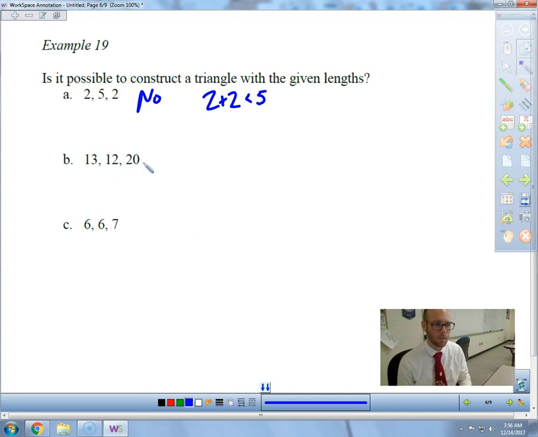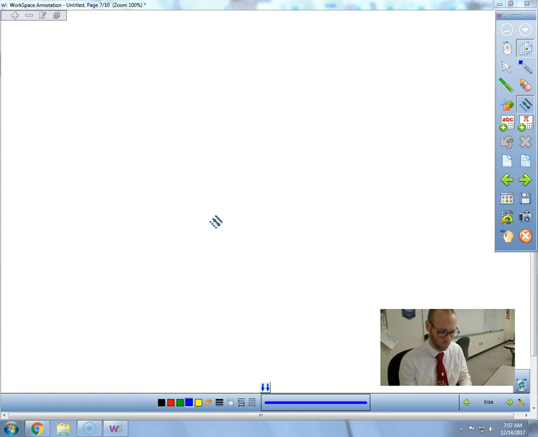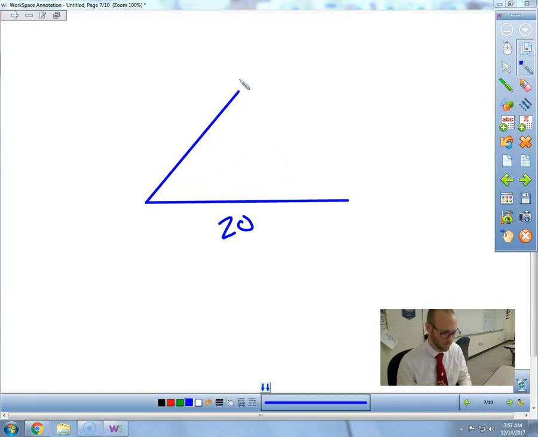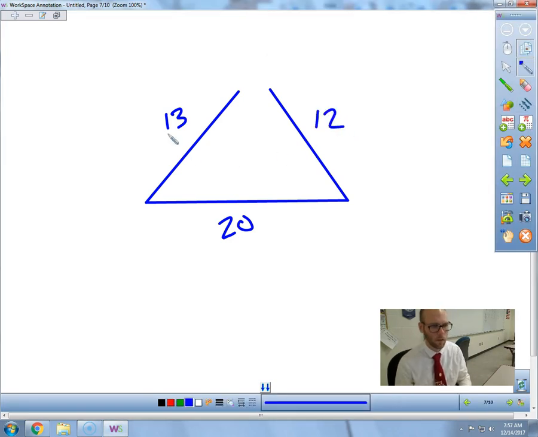How about 13, 12, and 20? 20 was the longest. Let's put 20 down here. That's 20. 13, that's going to be over halfway, isn't it? And then we're going to have 12. Are these going to be able to connect? 13 and 12 if the bottom's 20. Well, is 13 plus 12 more than 20? Yeah, they're going to come together. They're going to connect, and they're going to make a triangle.